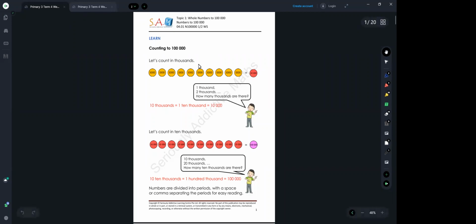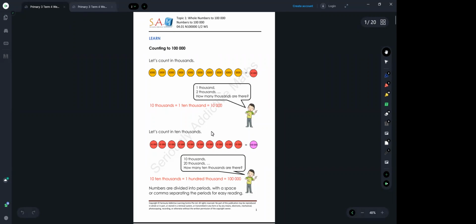Okay, so for the first booklet, it is counting to 100,000. So for the start of the lesson, you can go through it with them. Go through how to count in thousands all the way to 10,000, and after that count in terms of 10,000s, right? So 10,000, 20,000, 30,000, 40,000, all the way to 100,000.